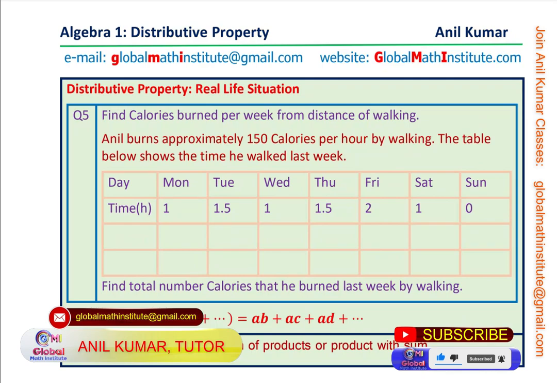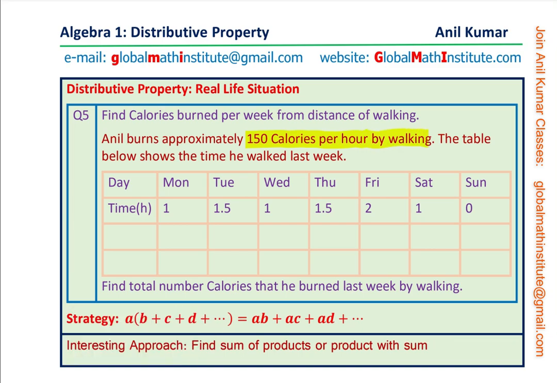Here is a practical example. Anil is going for a walk, and see how the calories are being burned. The question here is, Anil burns approximately 150 calories per hour by walking. The table below shows the time he walked last week. So these are the 7 days of the week, and the time recorded was 1 hour on Monday, 1.5 hours on Tuesday, 1 hour Wednesday, 1.5 hours Thursday, 2 hours Friday, 1 hour Saturday, and resting on Sunday.